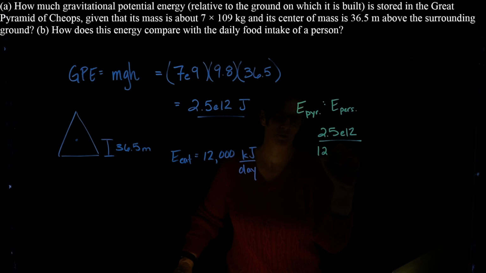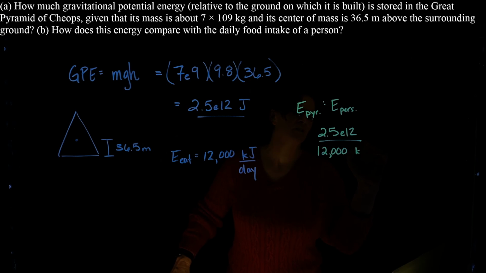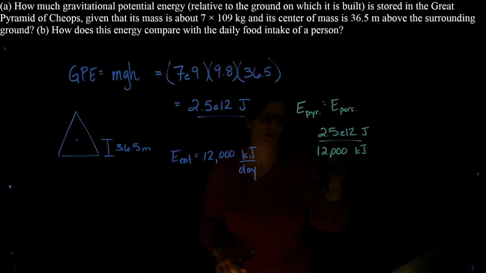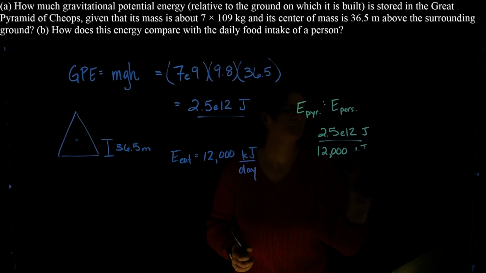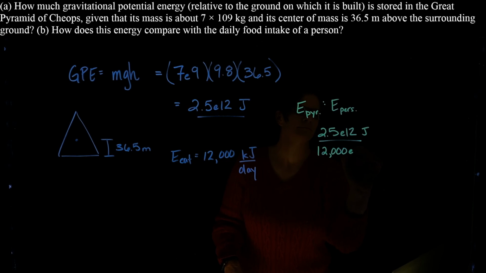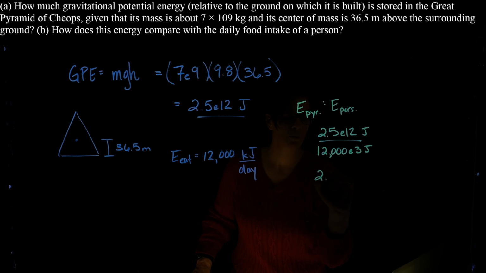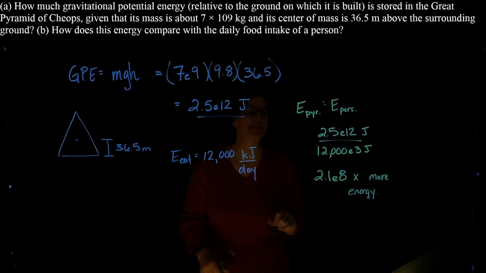12,000 kilojoules, I think that's the right number, kilojoules. This is just in joules, so those units aren't matching up, but you can do the 12,000 times 10 to the 3rd joules. So we can do it that way. We find that it is 2.1 times 10 to the 8th times more energy that pyramid has than one person takes in a day.